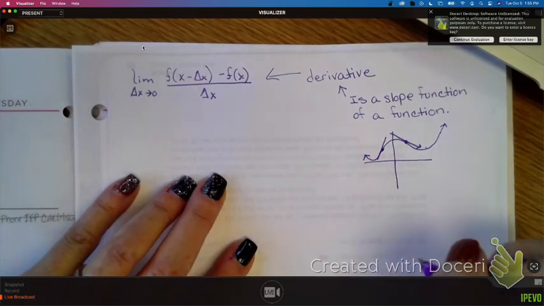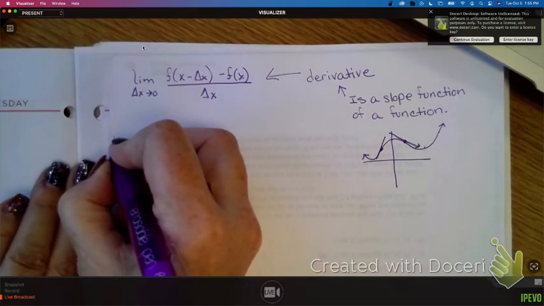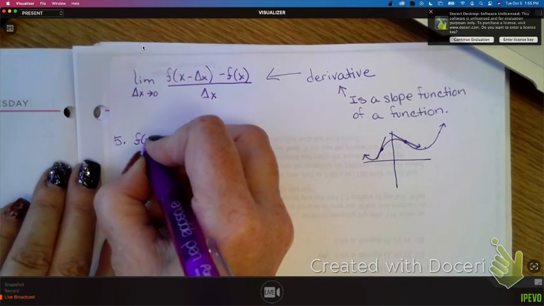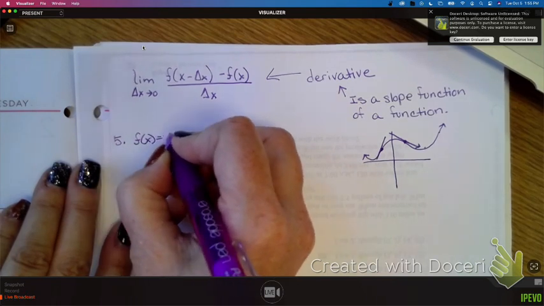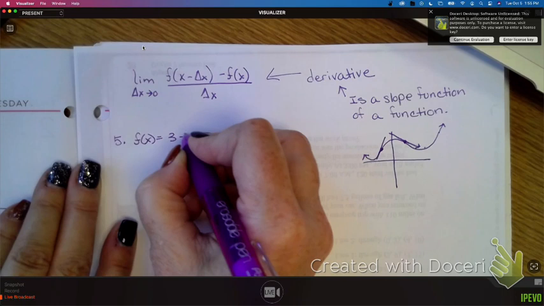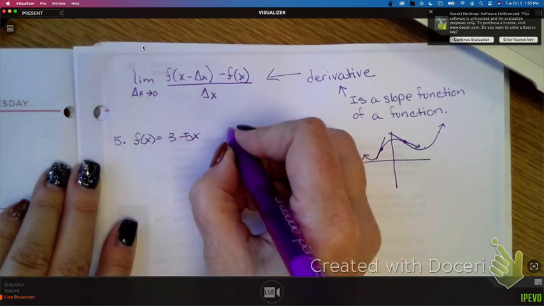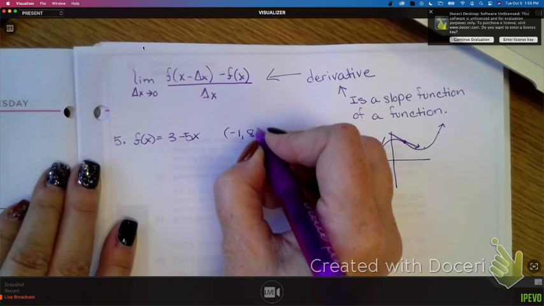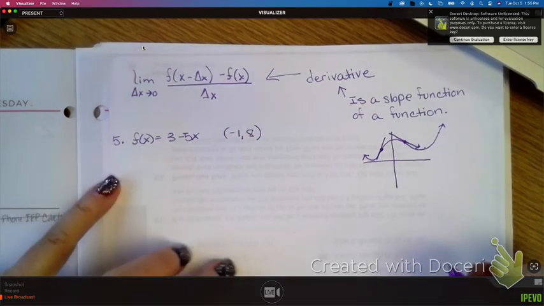Number 5 is f of x equals 3 minus 5x. And when we're done, we want to find the slope at (-1, 8). Okay, so we're going to use this formula.